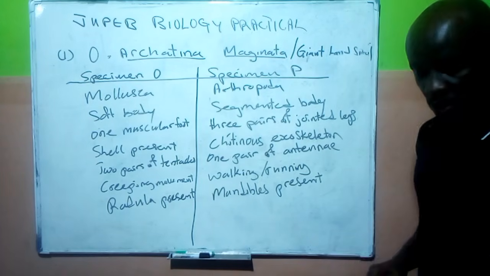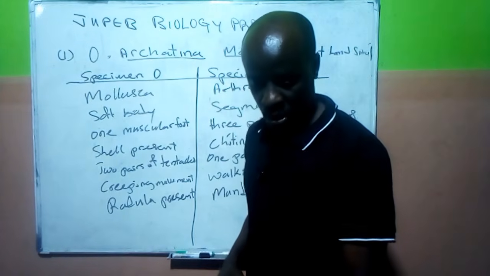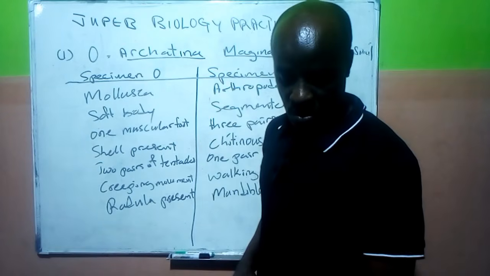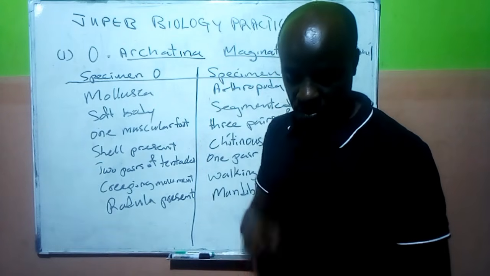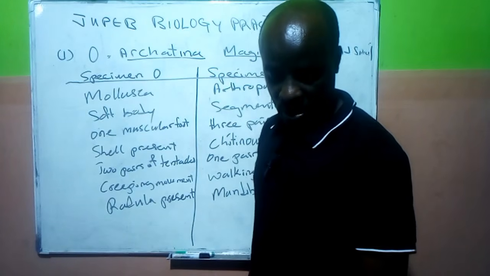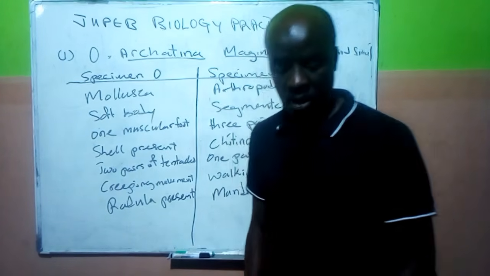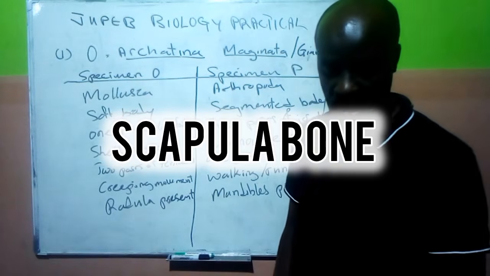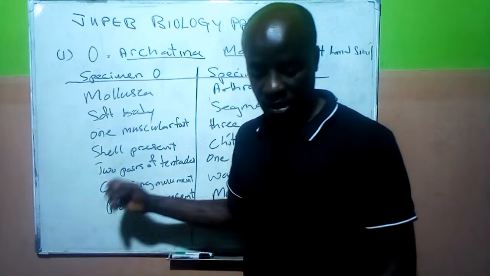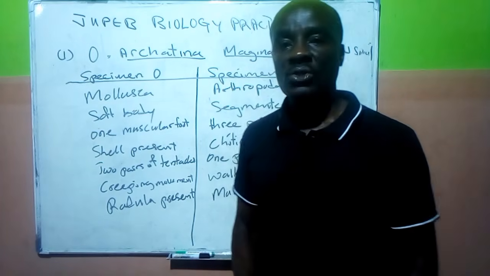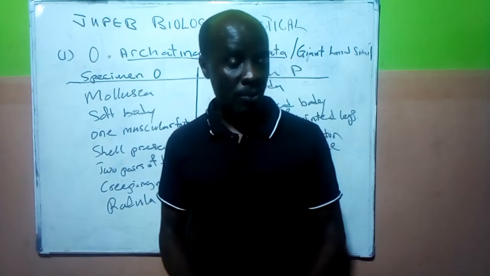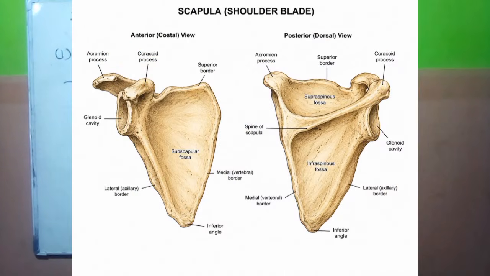And then the next one. We're going to be looking at the next specimen, that is specimen Q, which is the scapula. Under specimen Q, we should be able to identify the bone, and the type of bone we have there is a flat bone. The scapular bone is a flat bone. We should also be able to note that.